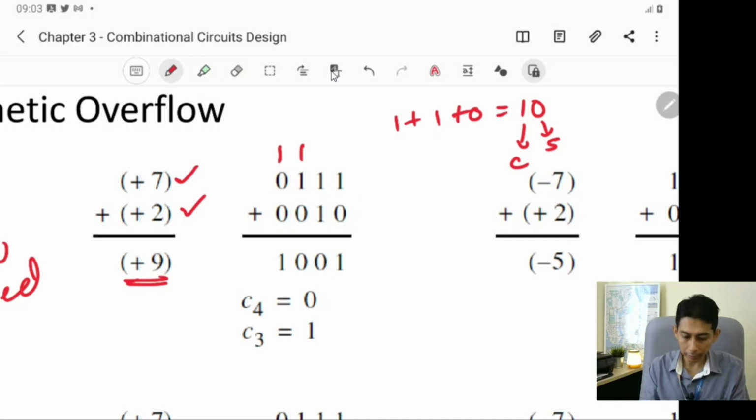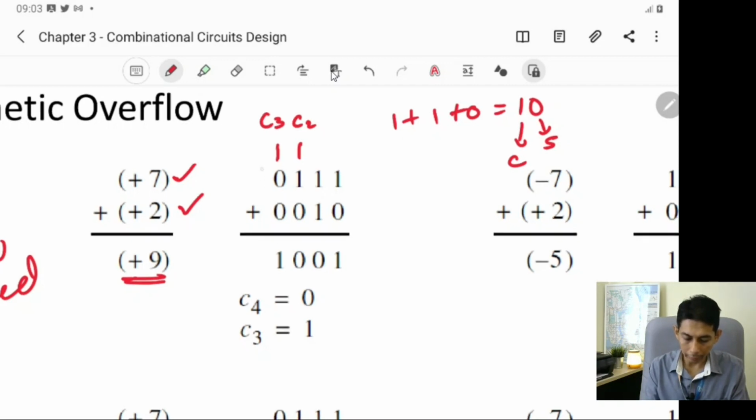When we observe this, this we call C2 in our adder. This we call C3, and the carry to bit number 5 is called C4. This one is 0. We don't have a carry when we add this number: 1 plus 0 plus 0, the sum is 1, and our carry is 0. The carry C4 is 0.